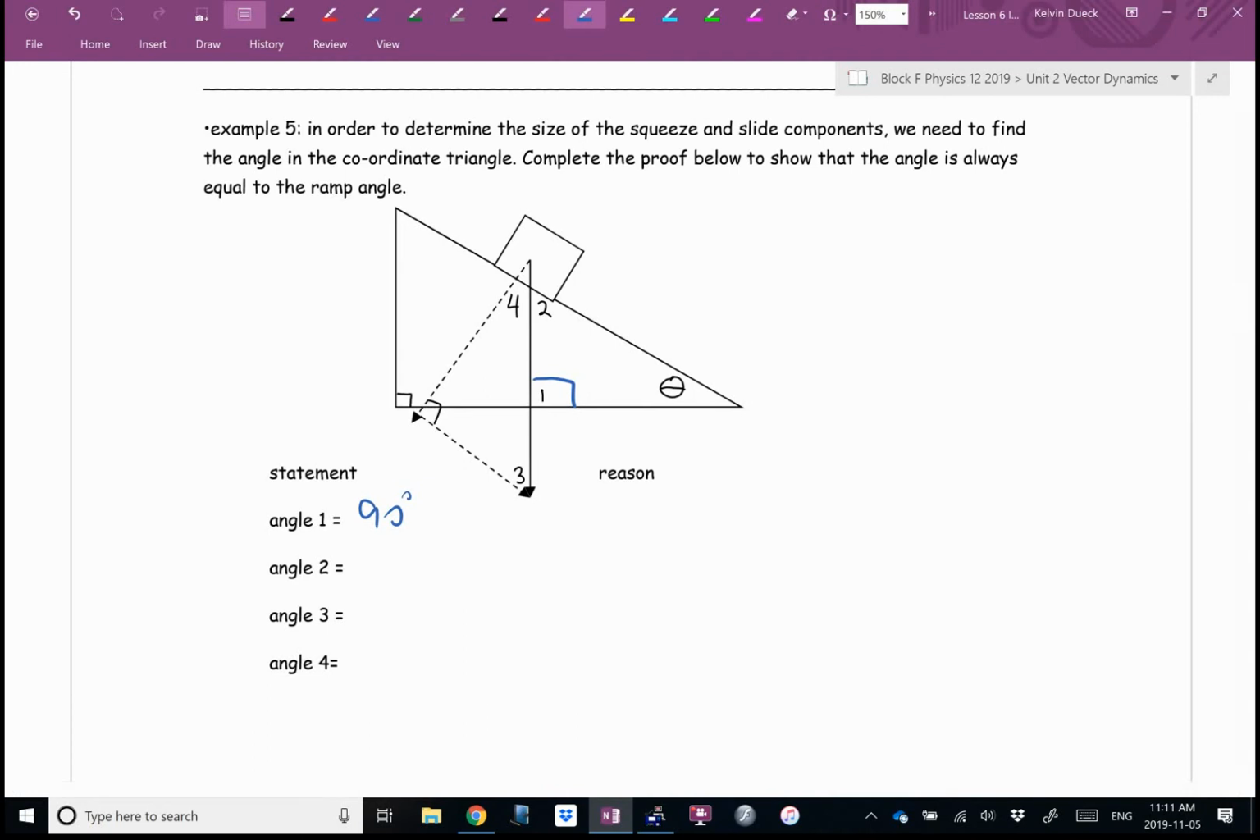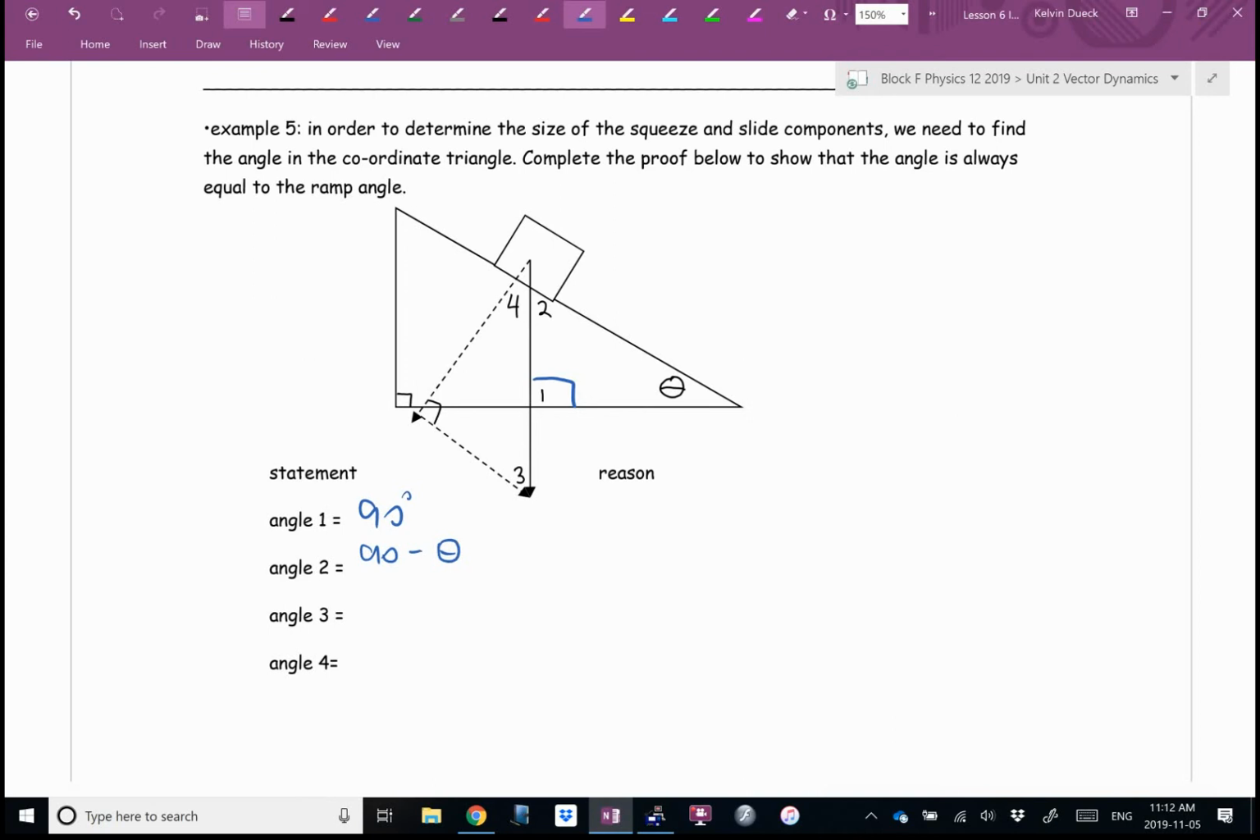Algebraically, how big is angle 2? What does every triangle add to in degrees? 180. We've just used up 90, so how many degrees is left for these two angles combined? What do these two have to add to? So I'm going to argue that angle 2 is 90 minus theta. If that front angle, that pointy angle, was 30 degrees, angle 2 is 60. If that front angle is 70 degrees, angle 2 is 20. If that front angle is 20 degrees, angle 2 is 70. You okay with that argument?